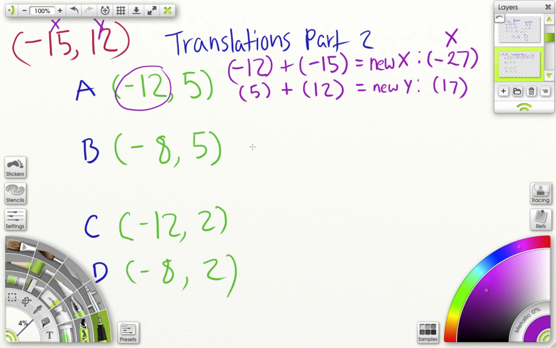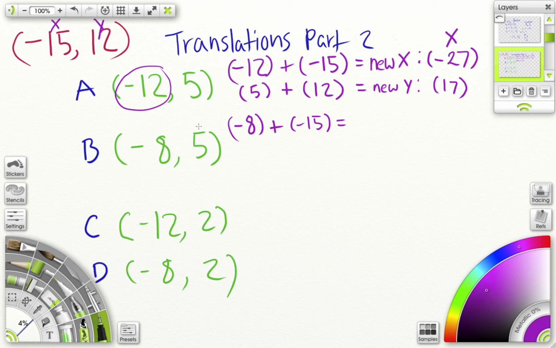So let's try this one. We have negative 8, and we add negative 15 because we add our translation. This would give us negative 8 plus negative 15. Remember, if we're adding two negatives together, you go to the left on the number line. And remember, our coordinate plane is basically just two number lines, one going side to side and one going up and down.